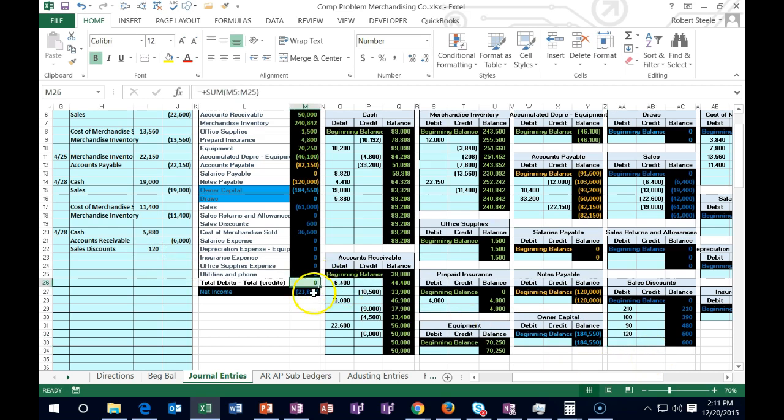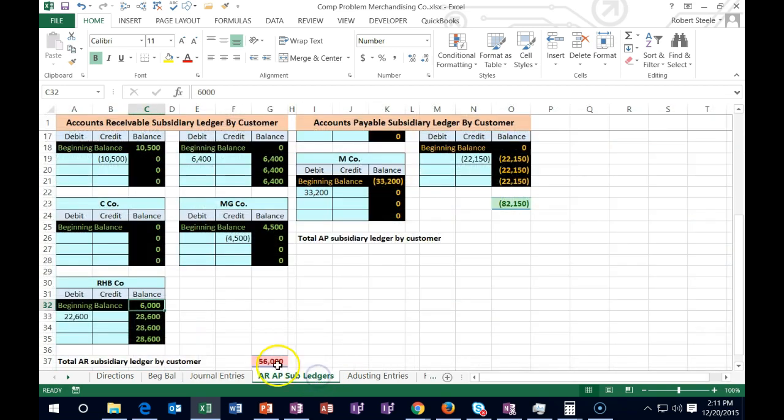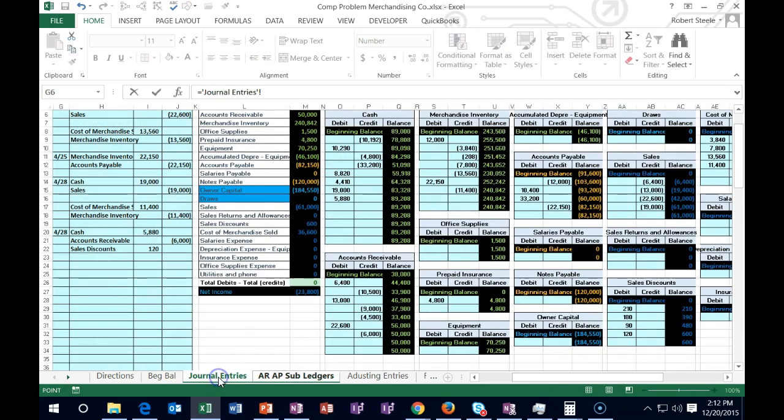Also note though that we put an amount in the accounts receivable. We also want to record that in the subsidiary ledger. So I'm going to go to the subsidiary ledger over here. There's the 6,000 for RHB. We're going to post it over in the credit side. I'm going to do that by saying equals and then go over here and post that same 6,000 and enter.